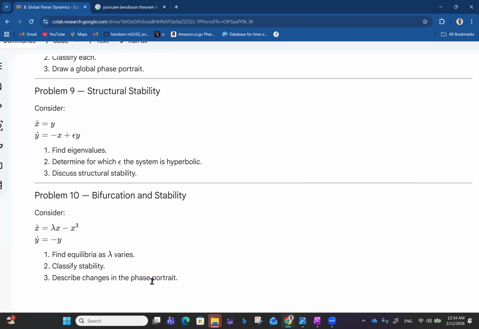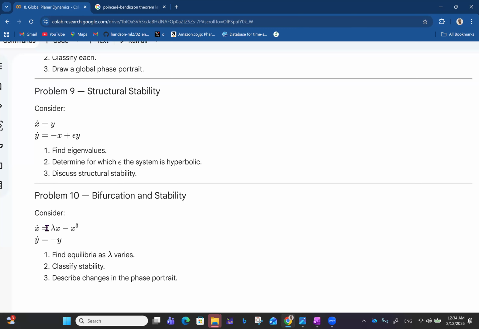Then for 19, we have structural stability. X dot is y, y dot is minus x plus epsilon y. Find eigenvalues; of course, y is clearly 0, x will also be 0. Determine for which epsilon the system is hyperbolic. You have to form the Jacobian and set it in such a way that you have a non-zero eigenvalue based on the epsilon. So that's possible.